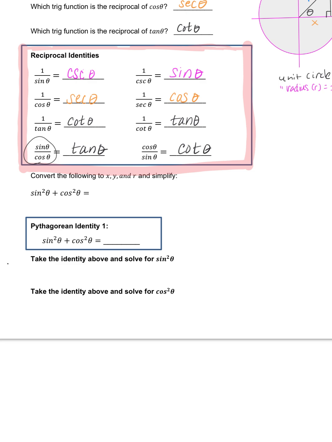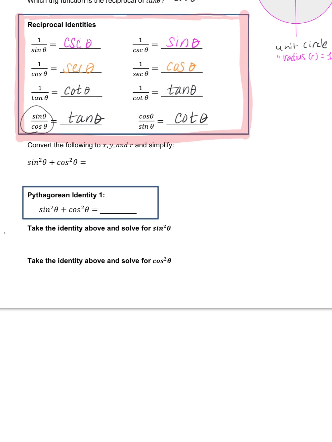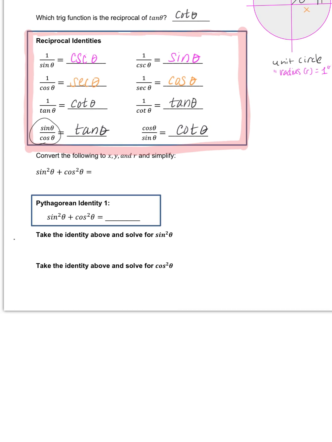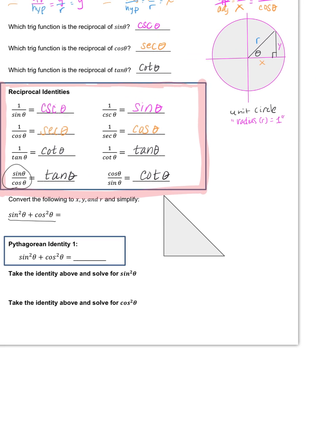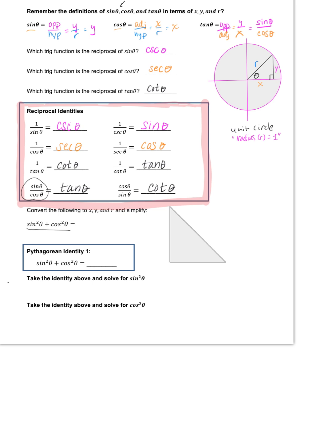So first we're going to do this thing here. It's asking us to convert the following to x, y, and r and simplify. What does that equal to? So what I'm looking at here is my little triangle. I took it from up here, so I'm going to use this unit circle up here, and I'm going to use that information to help me find this identity here.